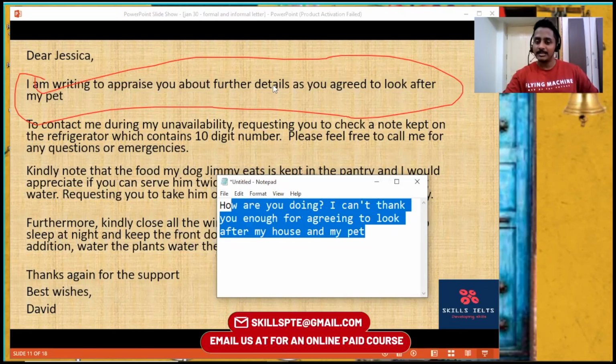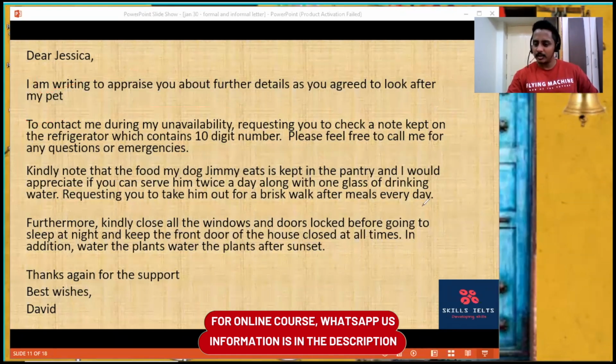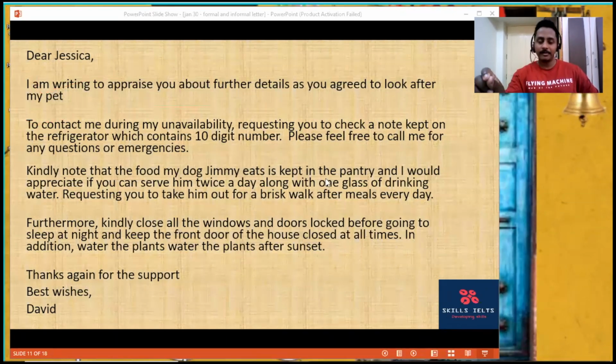I'm going to show the precise answer, what an 8 band scorer wrote. She recently got an 8 band. I think I shared the result in the Arohi group. I'm going to show her writing in just a while. Thank you for being ready to take the responsibility. Thank you for accepting. I mean, there are better words, Sandhya. You could have written, look after my house and pet.